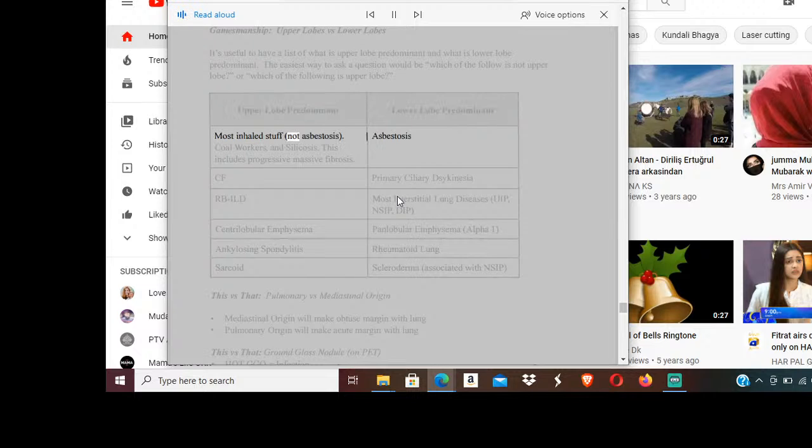Most inhaled stuff is upper lobe, not asbestosis. Asbestosis, coal workers, and silicosis. This includes progressive massive fibrosis. CF, primary ciliary dyskinesia, RBILD. Most interstitial lung diseases are lower lobe: UIP, NSIP, DIP. Centrilobular emphysema, panlobular emphysema, alpha-1, ankylosing spondylitis, rheumatoid lung, sarcoid, scleroderma associated with NSIP.